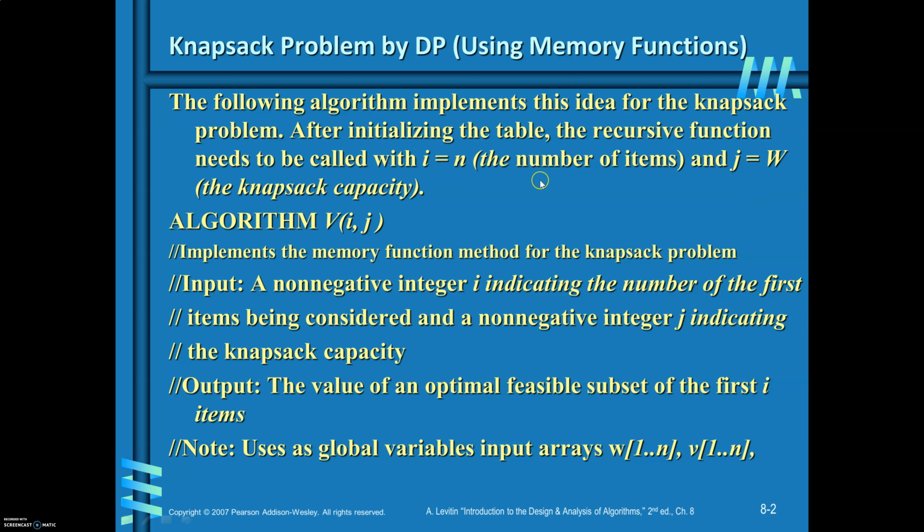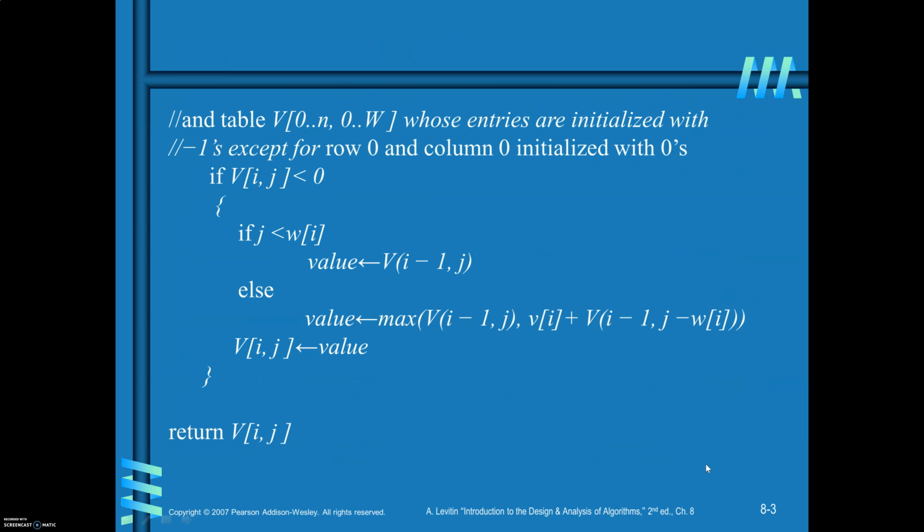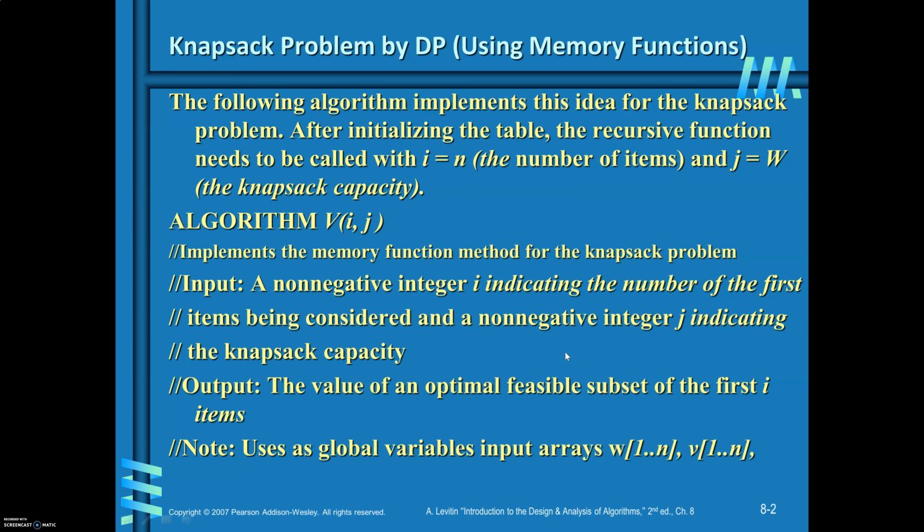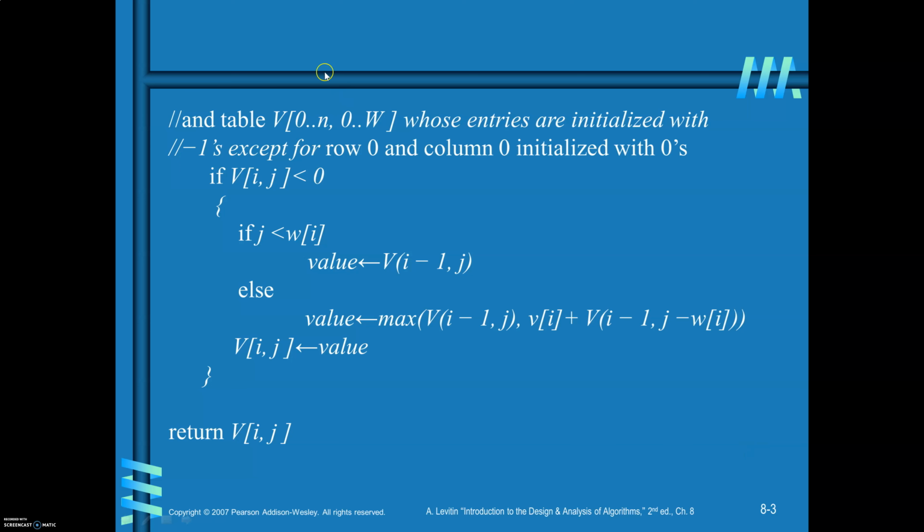The initial values for I and J are N and W, and global variables small w, small v and capital V are used. Small w and v are the weights and values of the N items, and capital V stores the result of the problem. Initially all the entries in the table capital V are initialized with the value -1, and the 0th row and 0th column are initialized with zeros.